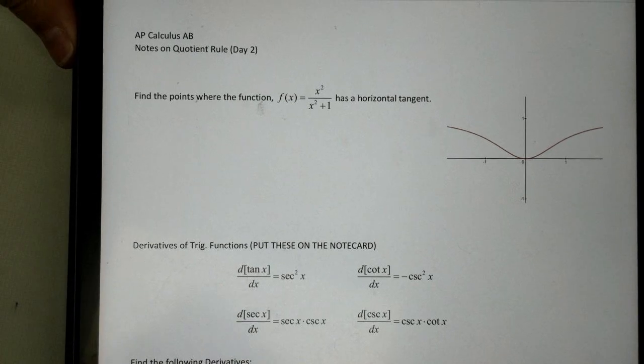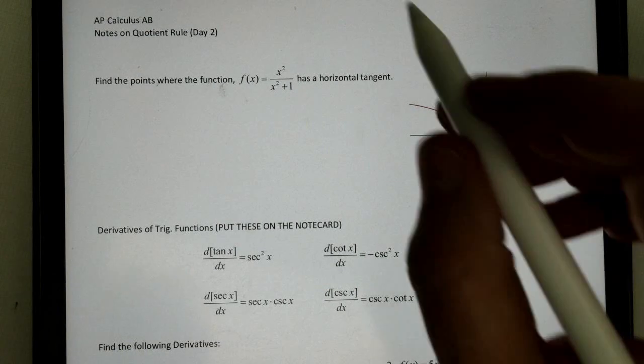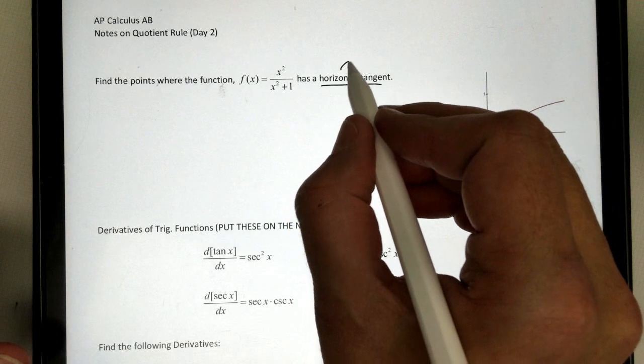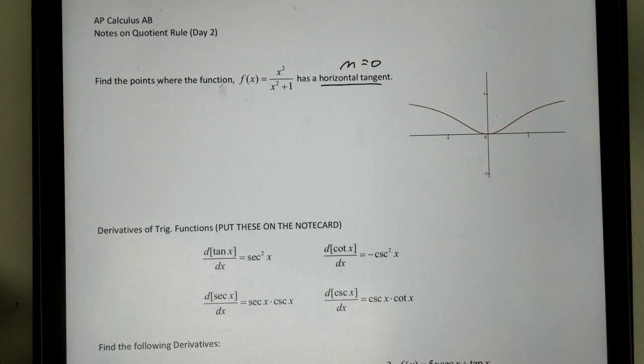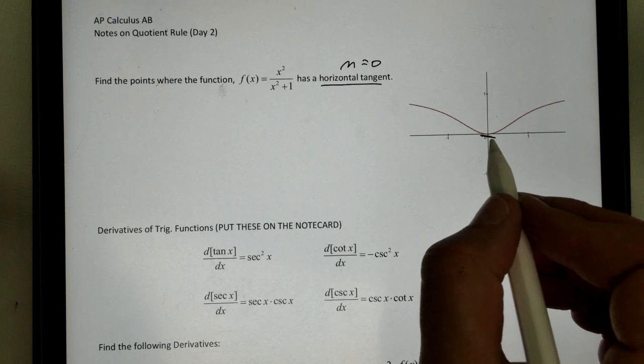Hey, welcome back. We're going to continue our discussion with quotient rule today. So we start off with an easy problem. We want to find out where this function has a horizontal tangent. Well, we know that is just where the slope is, of course, 0. And I can look at the graph and I can know what's going to happen down here at the origin.